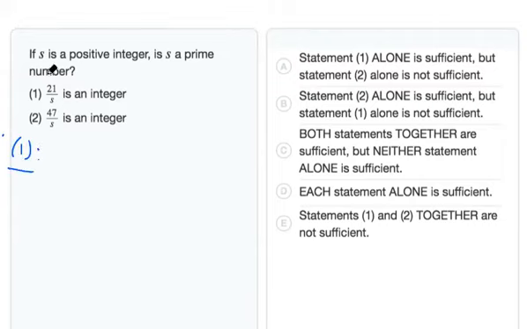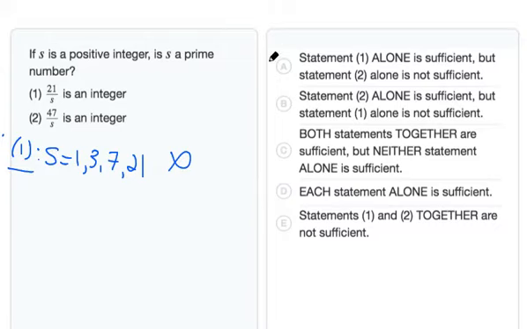Statement 1 says 21 over S is an integer. This means that S must be a factor of 21 for it to divide in evenly. The possible options then for S are 1, 3, 7, or 21. Now out of these options, S might be prime if it's 3 or 7, but it also might not be prime if it's 1 or 21. So since it may or may not be prime, we can't determine definitively that S is a prime number, yes or no. So this statement alone is not sufficient.